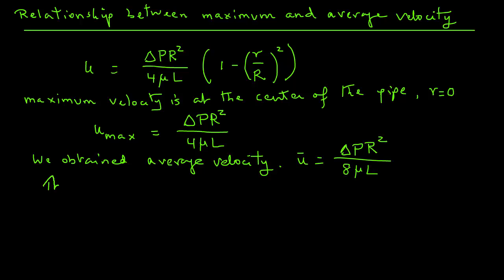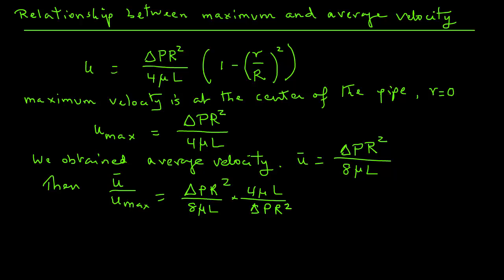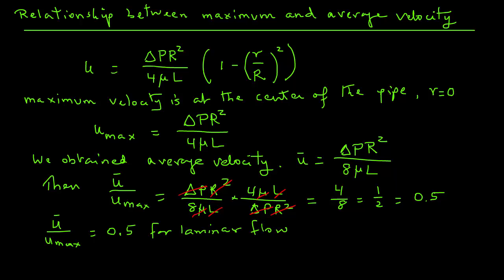So we can take the ratio. U bar, the average velocity, equals delta P R square over 8 mu L. And now if we divide U bar by U maximum, and we use the quantities that we have just obtained, we will see that we will get delta P R square divided by 8 mu L, and then divided by delta P R square over 4 mu L. So all the terms cancel out, except we'll be left with 1 over 2 or 0.5. So we have U bar divided by U maximum equals 0.5. That means that the average velocity in a pipe, if you have laminar flow, equals half of the maximum velocity.